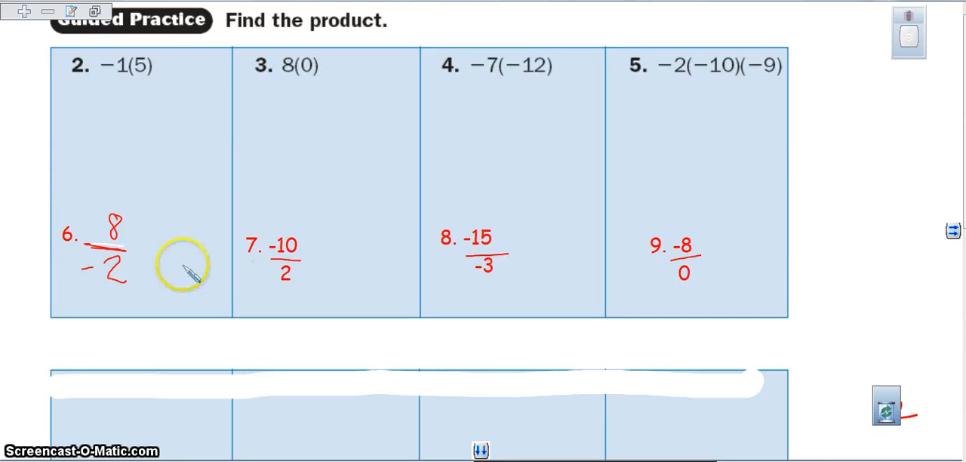I would like you to please write down for your guided practice on the bottom of page 6, problems 2, 3, 4, 5, 6, 7, 8, and 9. And please give me their solution. We will talk about them tomorrow in class.